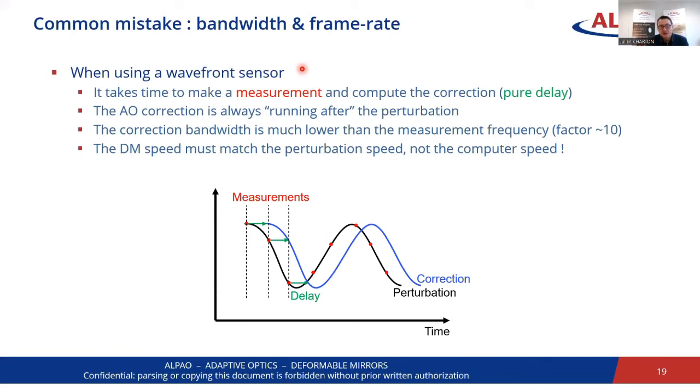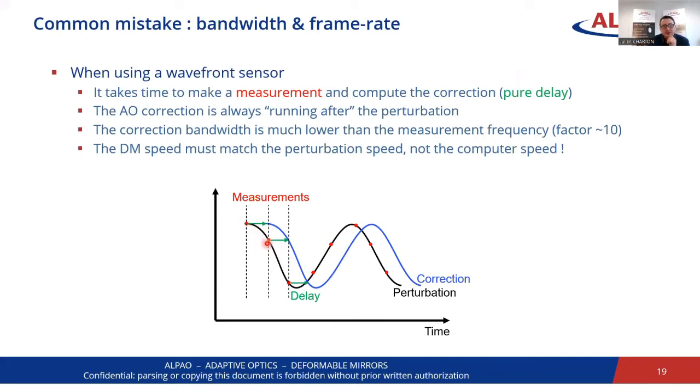And usually it takes some time to make this measurement because you have to integrate the light, you have to set an exposure time that is not zero. And then if you have an image, of course, you have to transfer the pixels, you have to compute the correction. And even with a very fast computer, the time is not zero. So it means that you will have a pure delay between the measurement and the first time that you can apply the correction. If you look at the curve below, the black curve is the perturbation, the one that you want to cancel.